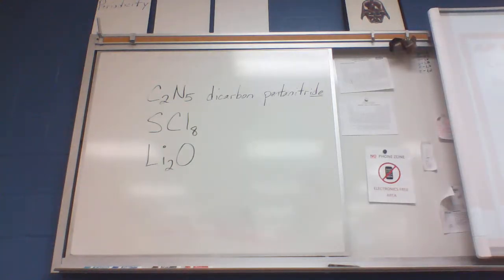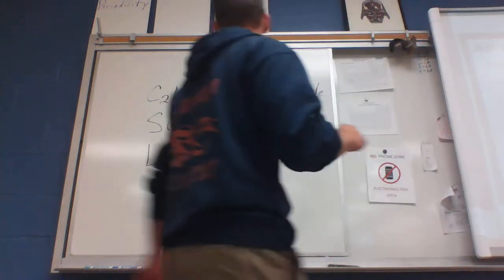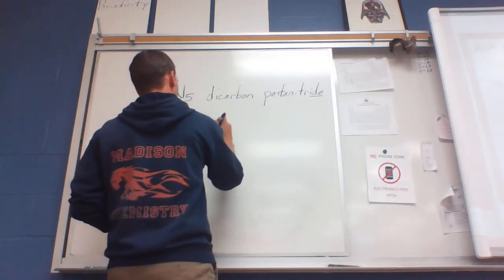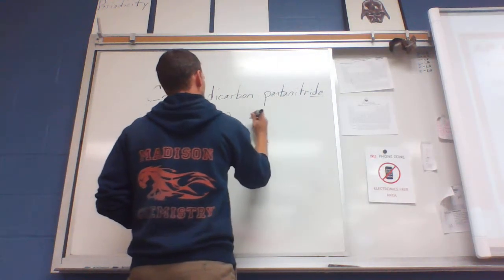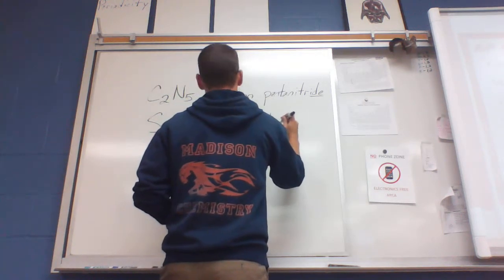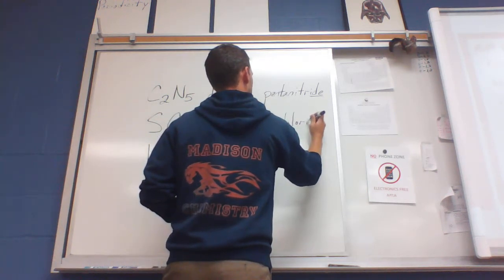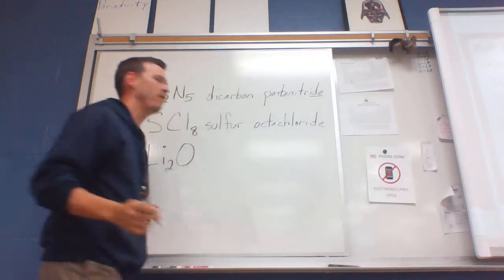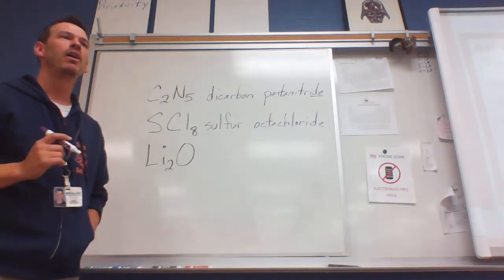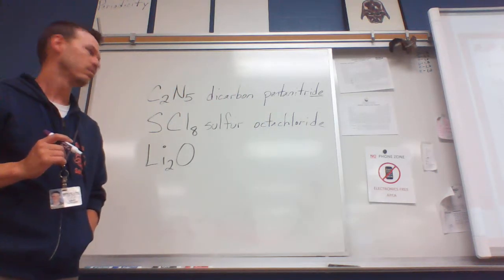All right. Let's go to cluster 6, seat 4, Aspen. What'd you get for the second one? Sulfur octachloride. She said sulfur octachloride. Do y'all agree or disagree? Perfect. She did not put mono in front of the first word. All right.